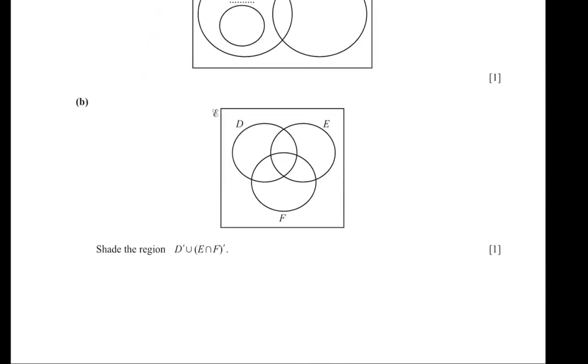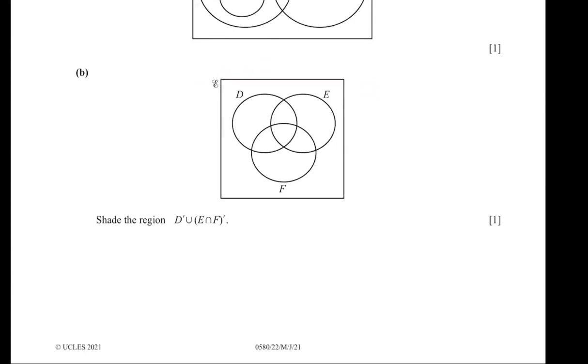Shade the region D prime. So outside of D. Then union, so I definitely need D prime already. So let me just shade D prime first, because union means I need all of it.